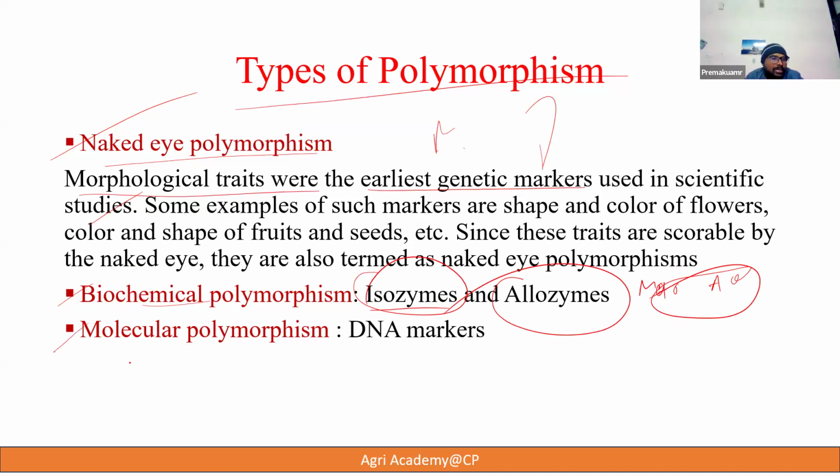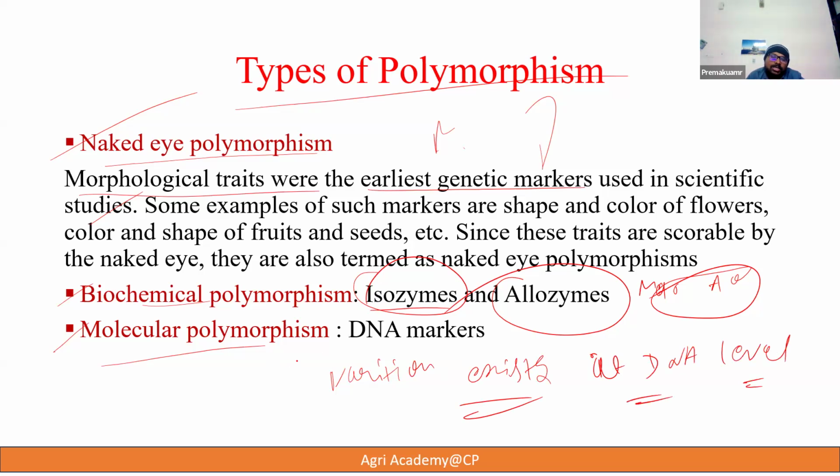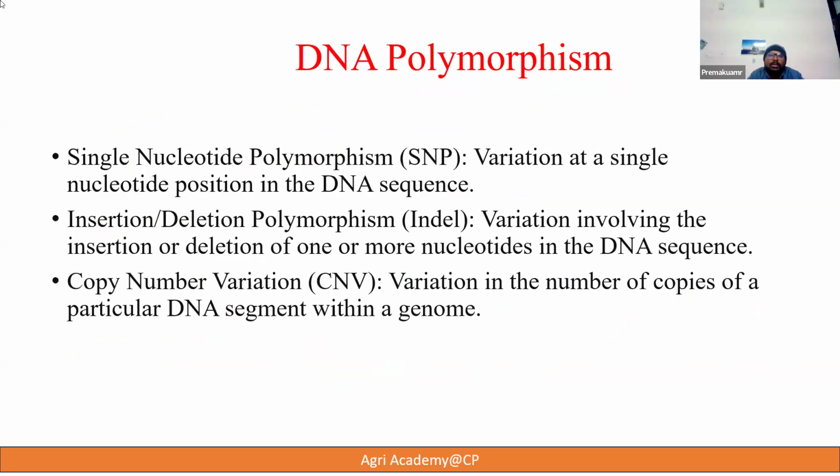Then the ultimate is molecular polymorphism, which means there is a variation that exists at the DNA level. It is called polymorphism at the molecular level. Broadly, we would call all these enzymes and other things molecular polymorphism, but exactly it is naked eye polymorphism, biochemical polymorphism, and molecular polymorphism. We will discuss in detail one by one.